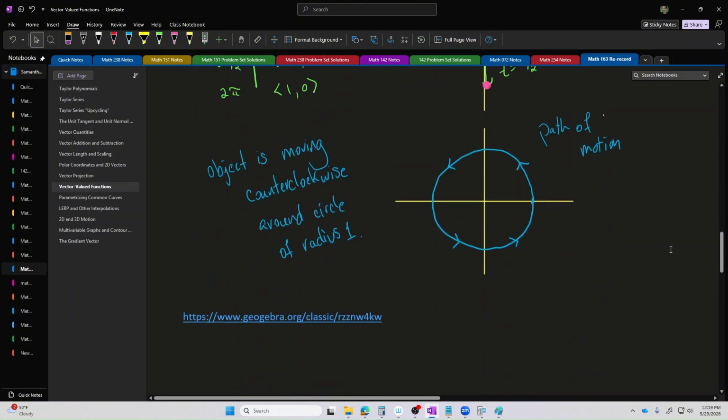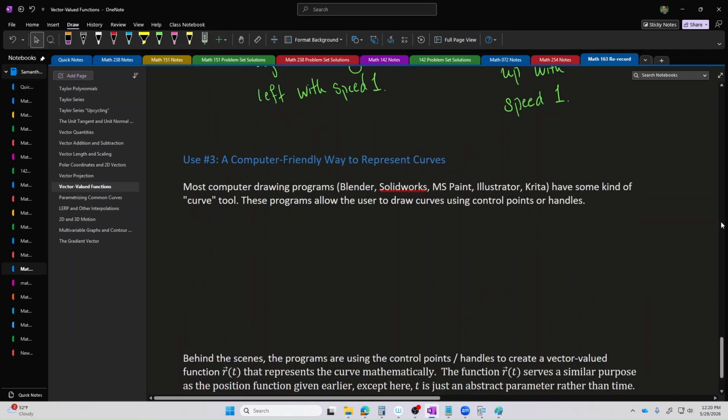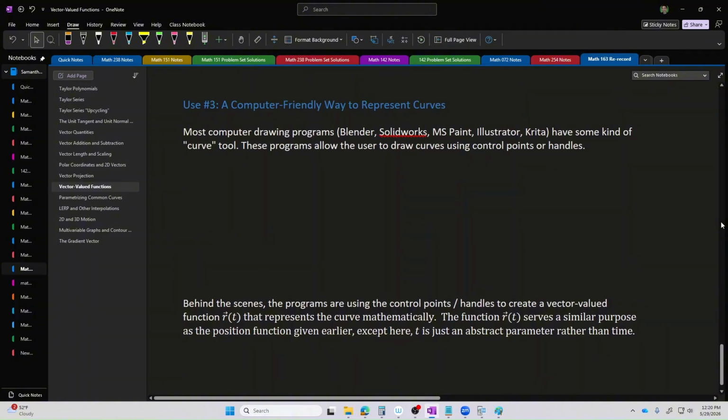The second major use of vector valued functions is to represent changing vector quantities, such as a velocity that changes over time or a force that changes over time. And the third major application of vector valued functions is as a computer-friendly way to represent digital curves in, for example, digital art or in AutoCAD drawing softwares like SolidWorks.